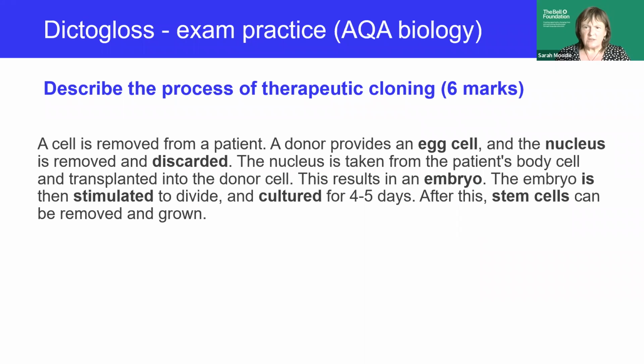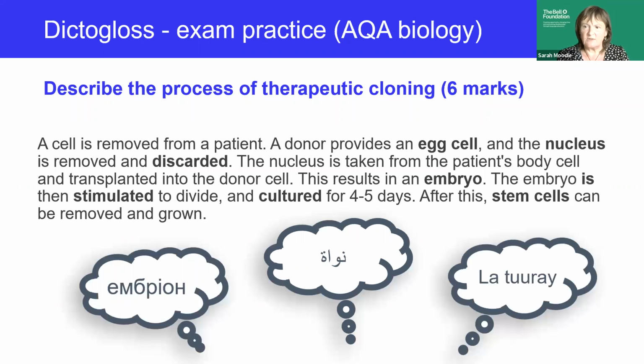Notice how the dictogloss text practices and reinforces both the key vocabulary, like cell, nucleus, embryo, and also the passive voice. It is taken, it is discarded, it can be removed. So the learners are practicing key vocabulary and grammar in a very specific context. In preparation for this activity, a teacher might have drawn attention to the key vocabulary, encouraging translated glossaries to be completed, so learners with EAL can have translated words to help them and to keep in mind while they're doing the activity.